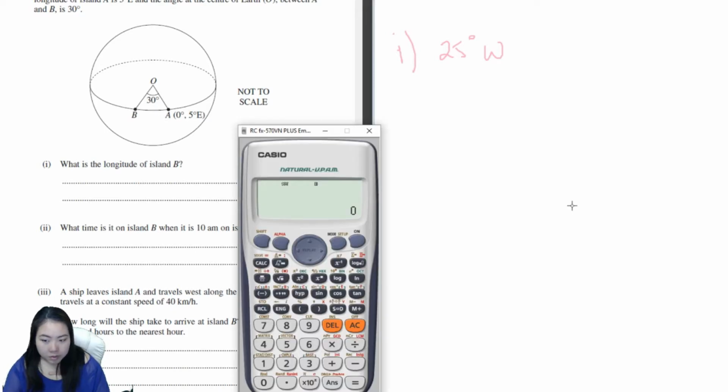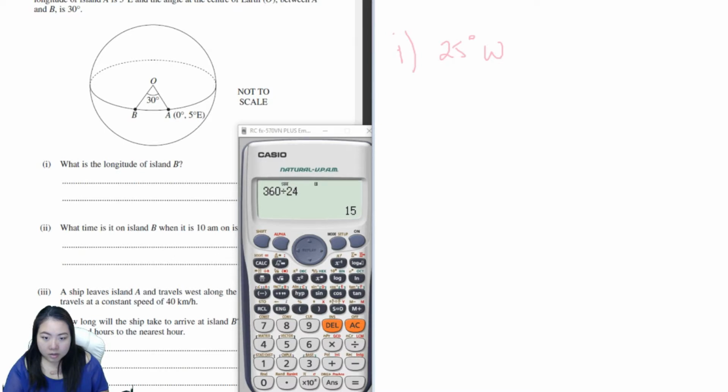I know that the Earth rotates 360 degrees every 24 hours. Therefore, it rotates 15 degrees every hour. And since it's 30 degrees in between, that means it's 2 hours, right? 30 divided by 15. So the hours between them would be 30 divided by 15, which is 2 hours. And we have already determined that it has to be 2 hours earlier than 10 a.m.